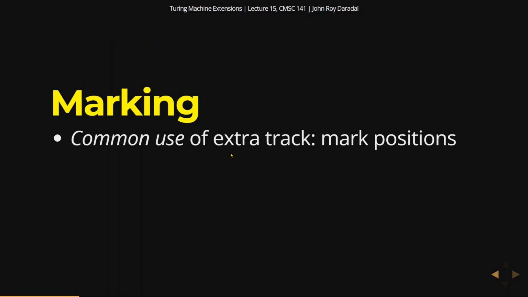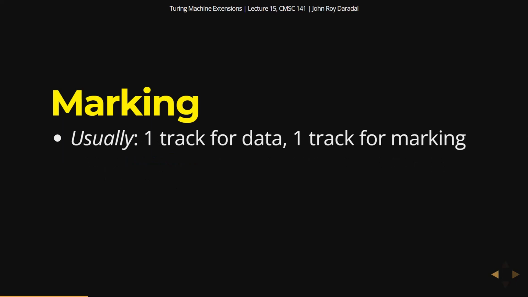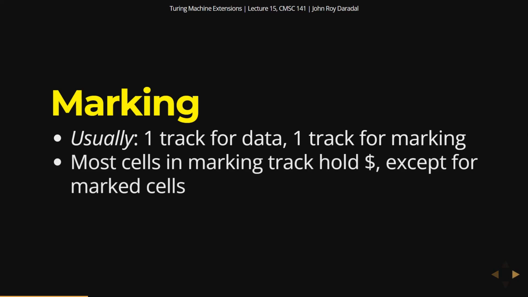So why do we want multiple tracks? The common use of an extra track is to mark positions of certain cells. We could leave markers on the tape so we can go back to them later. So usually when we do this, we have one track for data and one track for marking, and most cells on the marking track hold blanks or $ signs, except for the cells that are marked. And usually we use X as the marker because it's the most convenient one.